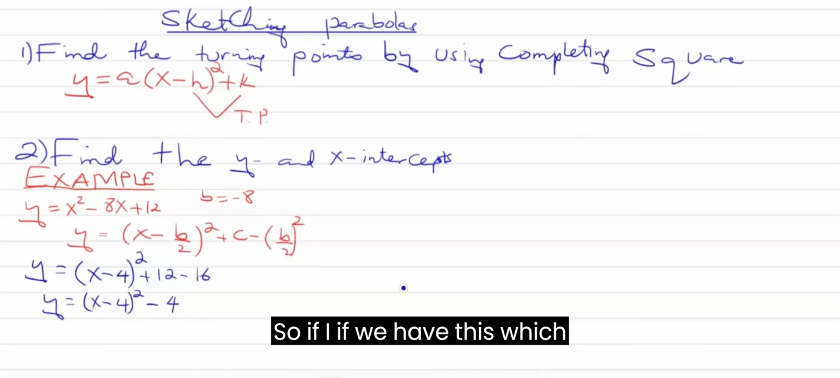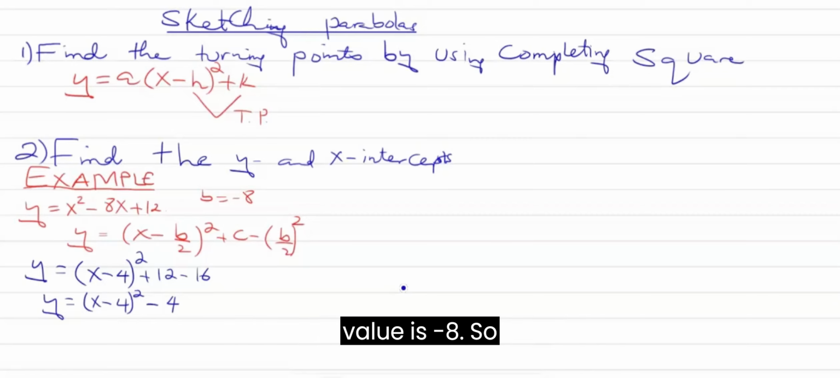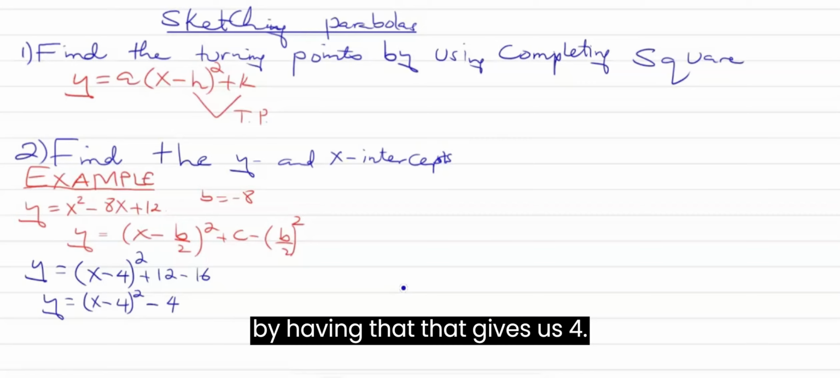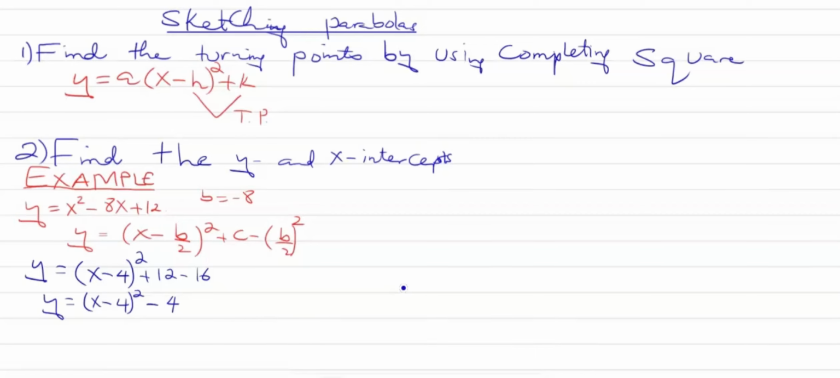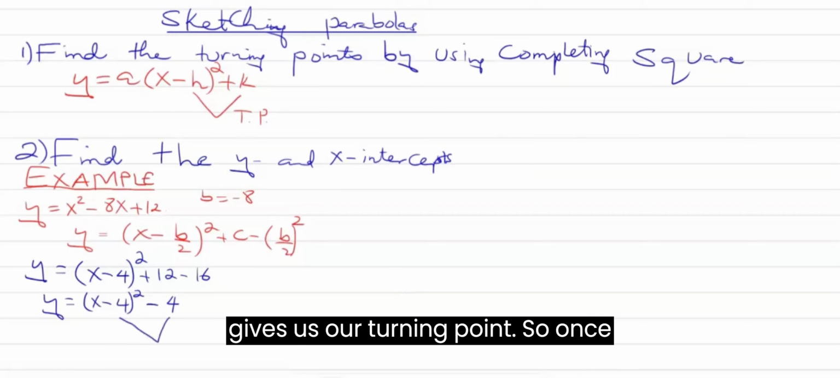If we have this parabola, a quadratic function, and I want to sketch it, this is the completing the square formula, which is x minus half b. So the b value is -8, so half of it gives us 4. And the c value is 12. And half b squared would be 16. And that gives us our turning point.